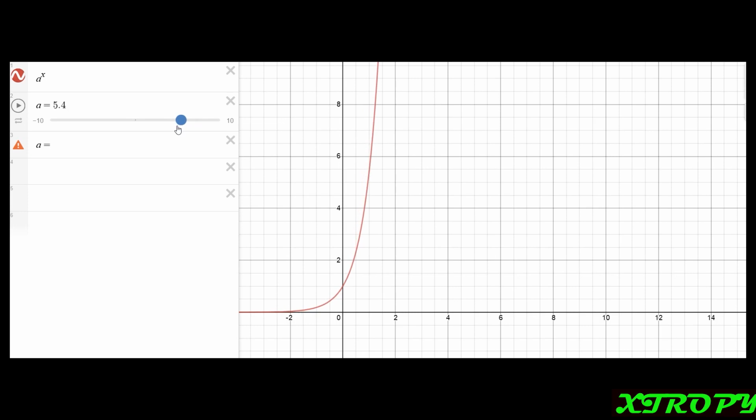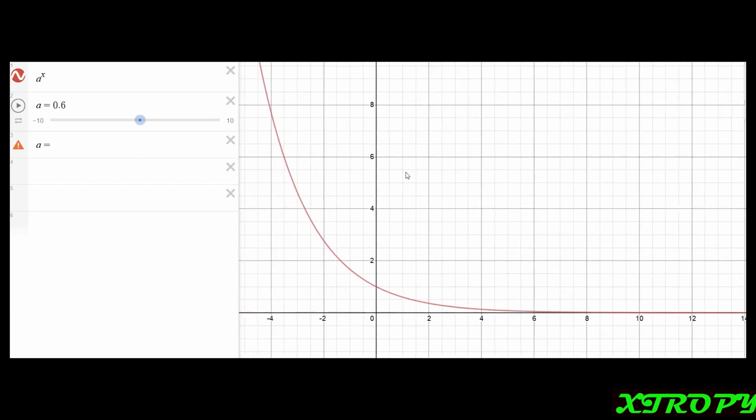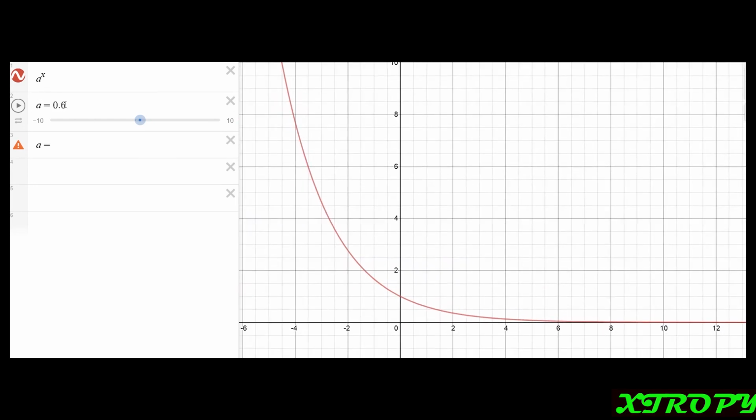Now let us see what happens if we take a value less than 1 but more than 0, right? I have shown you the example that it becomes a decreasing function. Now let's see that graphically. Are you noticing the nature of the graph has changed? Currently the value of a is, suppose, 0.6. It is a value less than 1 but more than 0. So you can see the value of f(x) is gradually decreasing with increasing value of x. This is an example of a decreasing function.